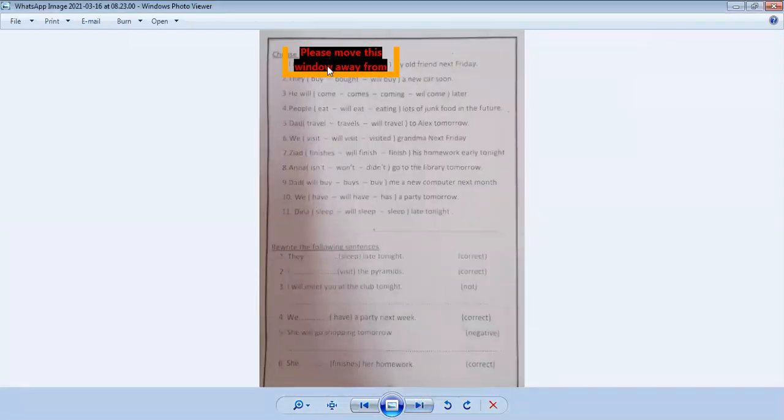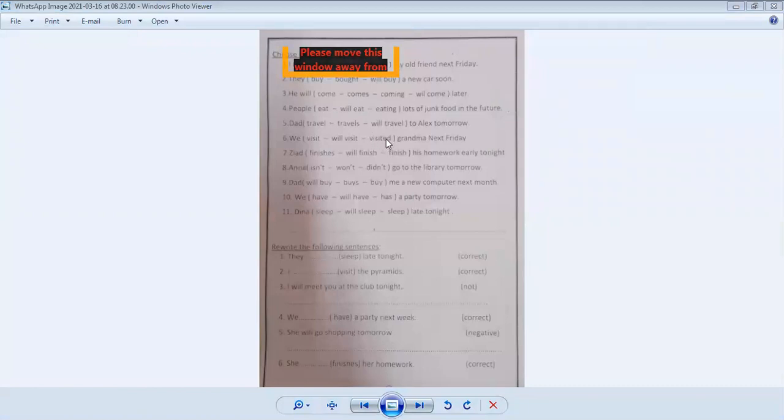Okay, let's look here, boys and girls. Who is going to give me the answer? Okay, number 3. "He will come, comes, coming later." Excellent, come. Very good, because will takes the infinitive form of the verb. So the answer will be: he will come later.